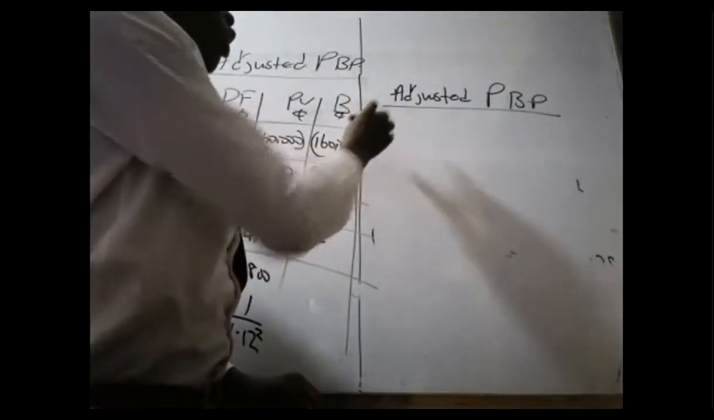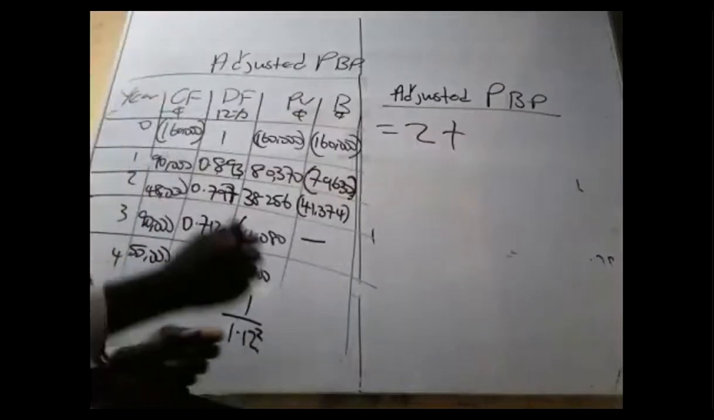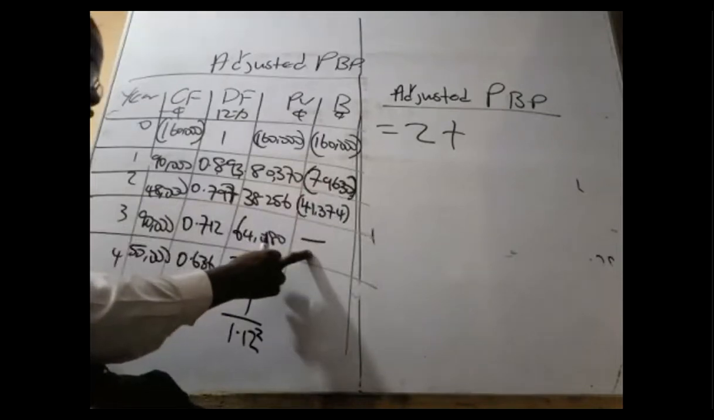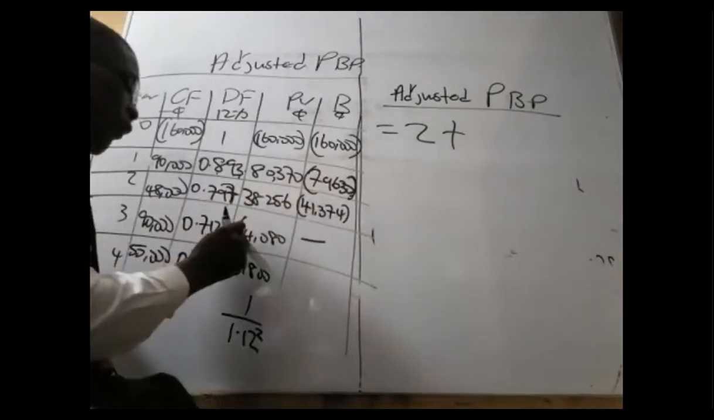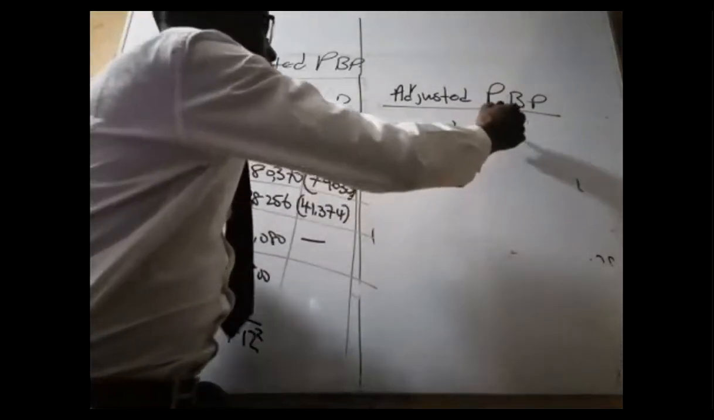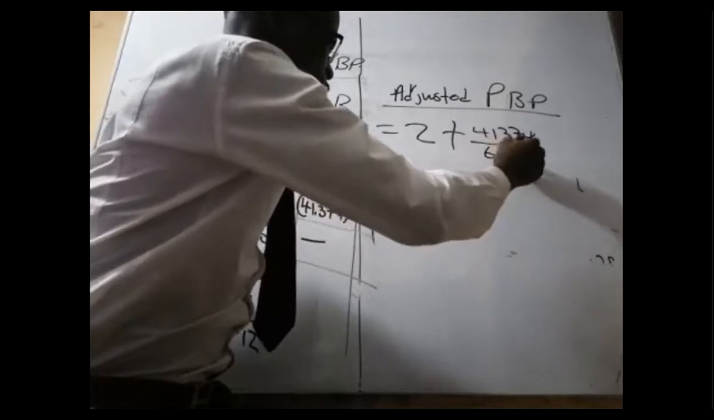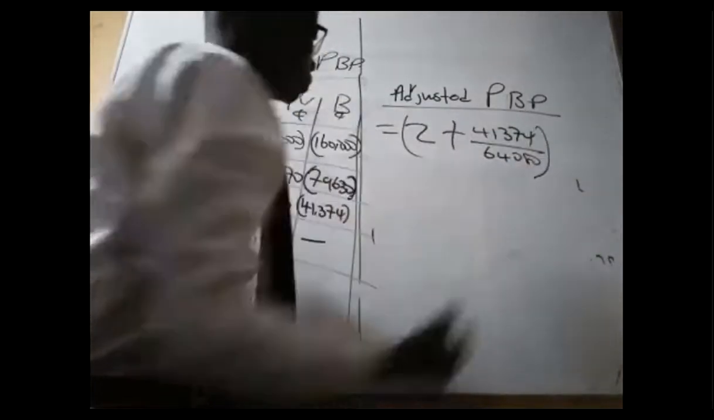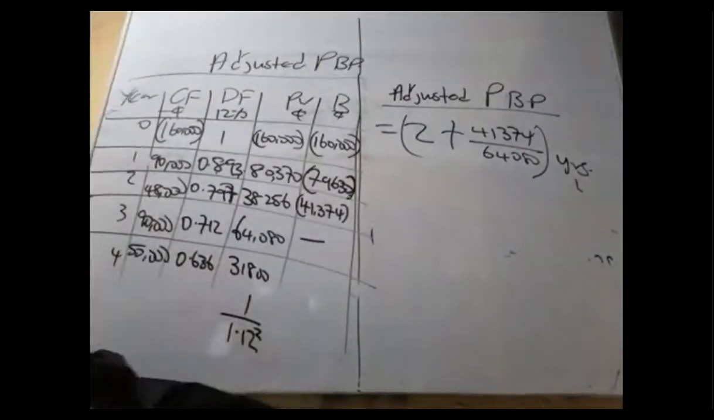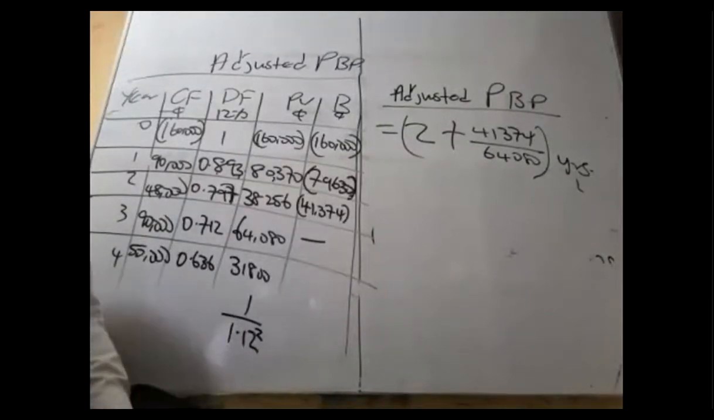If I want it all in years, it will be 2 years because I have 2 full years here, this and this, but this one is not a full year. We only pick 41,374 out of 64,80. Then add your years to it. So that is how we will calculate the adjusted payback period.